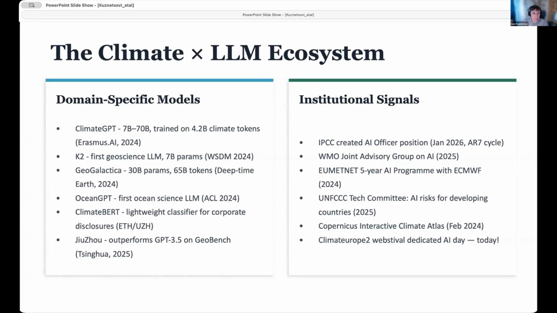So I will not read the slide item by item. The main message is that there is now a real ecosystem around climate and geoscience LLMs. On the model side, there are real published examples like Climate GPT, K2, GeoGalactica, Ocean GPT, and others. On the institutional side, the patterns and similar IPCC and other institutes are all now engaged with AI in visible ways. Copernicus is also expanding interactive climate service tools. So the key point is there is not any single model in this list. The key point is that climate AI is moving from isolated experiments to an ecosystem of tools, papers, and institutions.